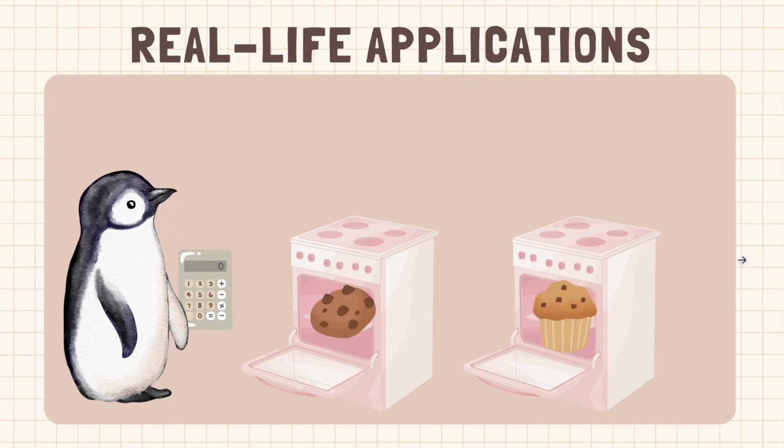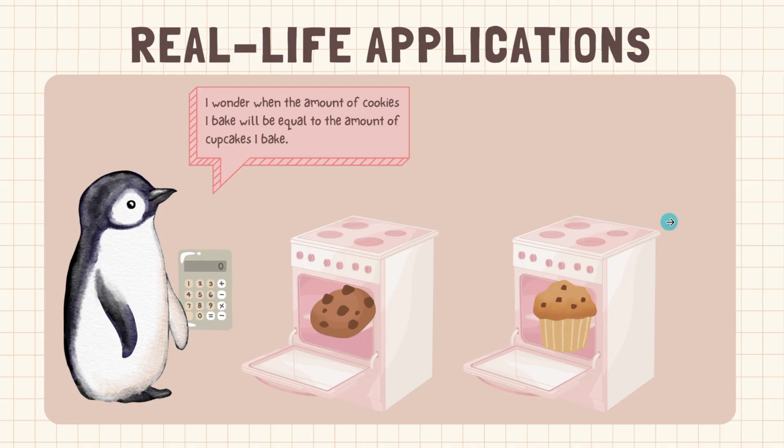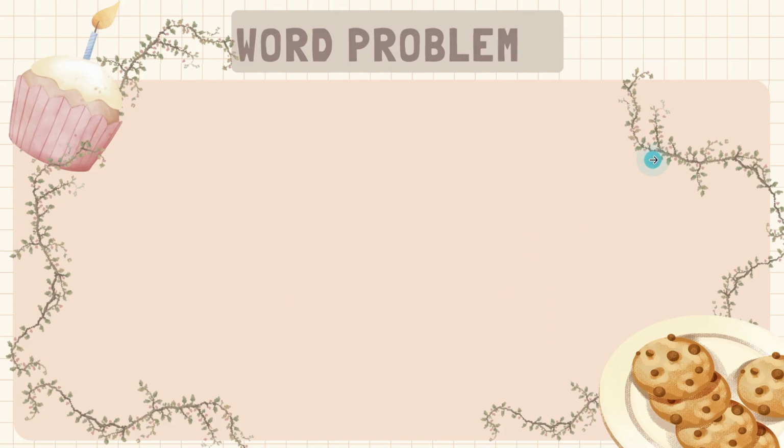So let's now solve a real life application word problem. So Mr. Penguin is trying to figure out what time the amount of cookies and the amount of cupcakes will be equal to each other. The equation for cookies is 3 to the power of x minus 1, and the equation for cupcakes is 2 to the power of x.